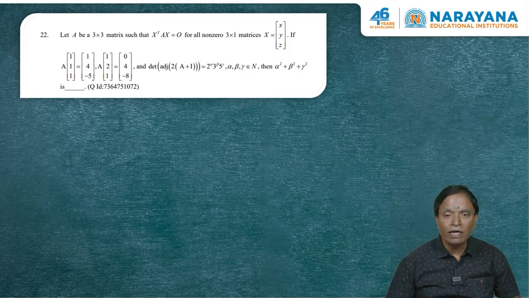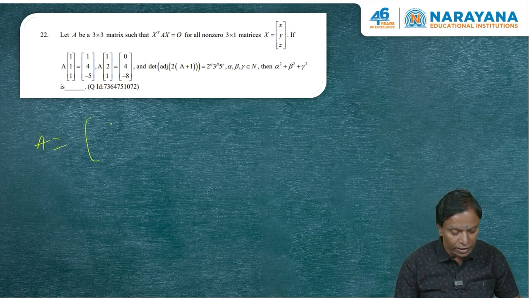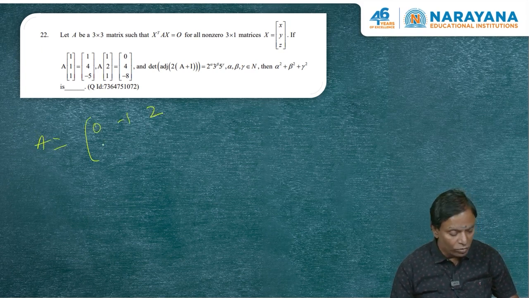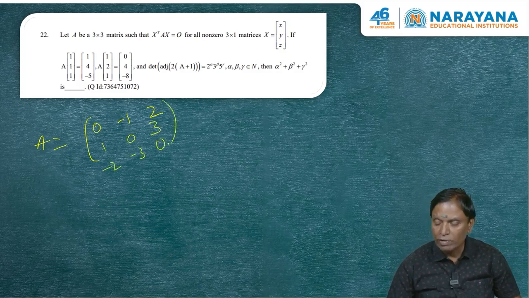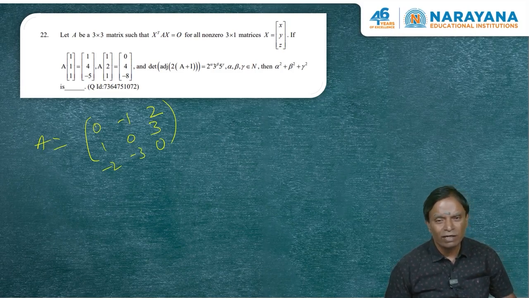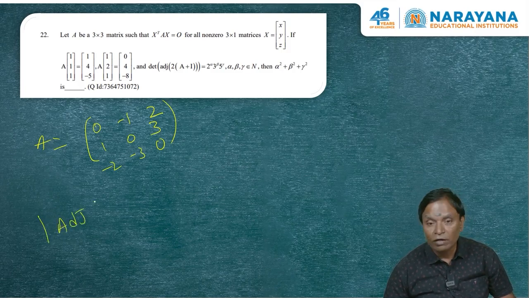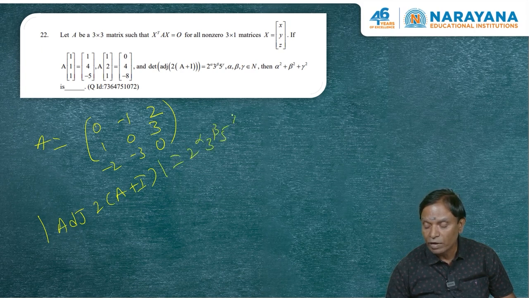If I take a 3 by 3 matrix A and use the conditions he has given, you get the 3 by 3 matrix as 0, minus 1, 2, 1, 0, 3, minus 2, minus 3, 0. This is your matrix A, which satisfies the given condition. You can take A1 A2 A3, B1 B2 B3 and C1 C2 C3, and then you are given the determinant of adjoint of 2 times A plus I, which is equal to 2 power alpha, 3 power beta, 5 power gamma.